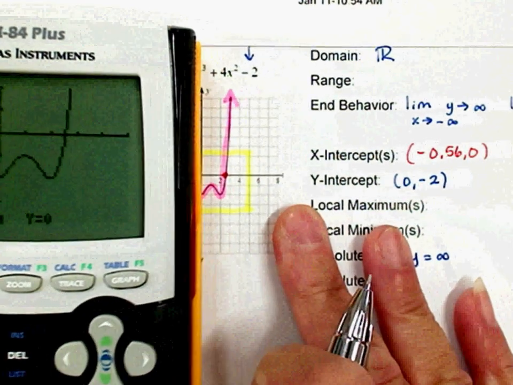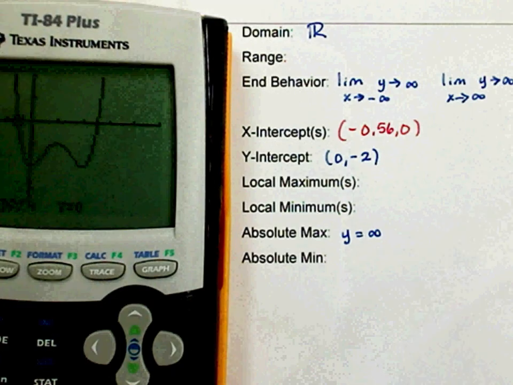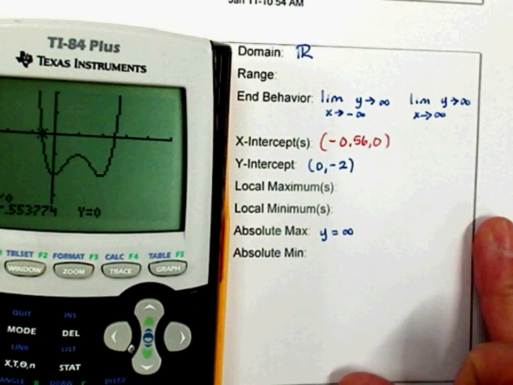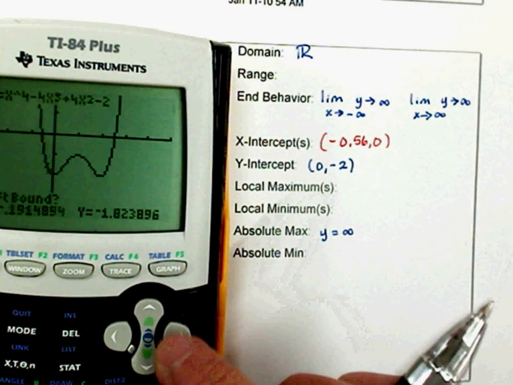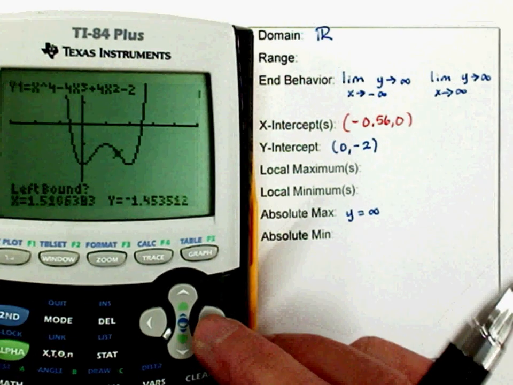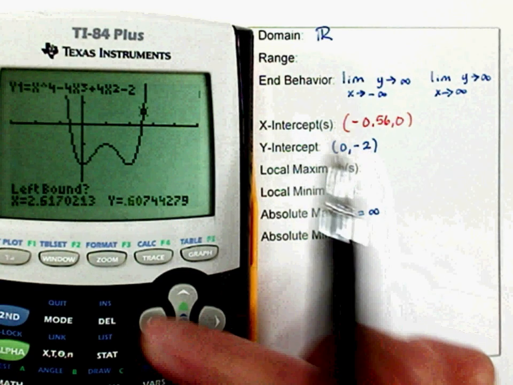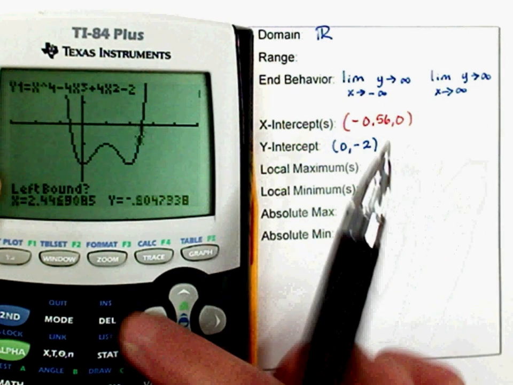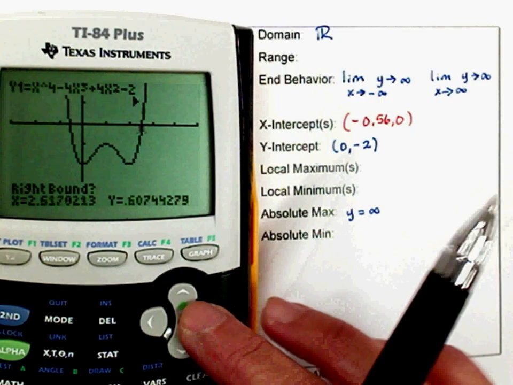Okay. Let me move this over. Let's do the same thing. To find the other x-intercept, right here. Second calc, number 2. Okay, so if you're struggling, this is what you should do. Now take a look. Left and right, not up and down. Don't use the up and down. Left bound, to the left. There's your x-intercept. Right bound, to the right. I just hit a couple of times.